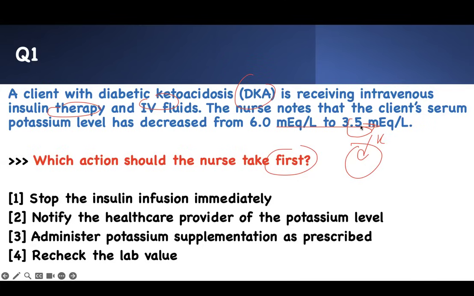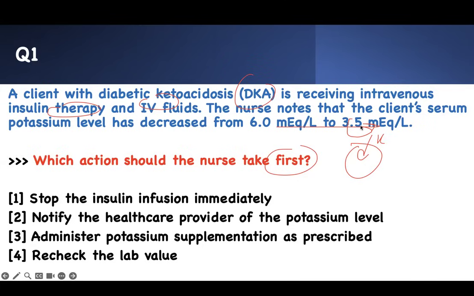What do you want to do? Do you stop the insulin? Do you notify the healthcare provider? Do you give them potassium or recheck the lab work? One, it is a DKA patient. You can't stop the insulin infusion. They need the insulin. You don't need to notify the healthcare provider because they already told you.